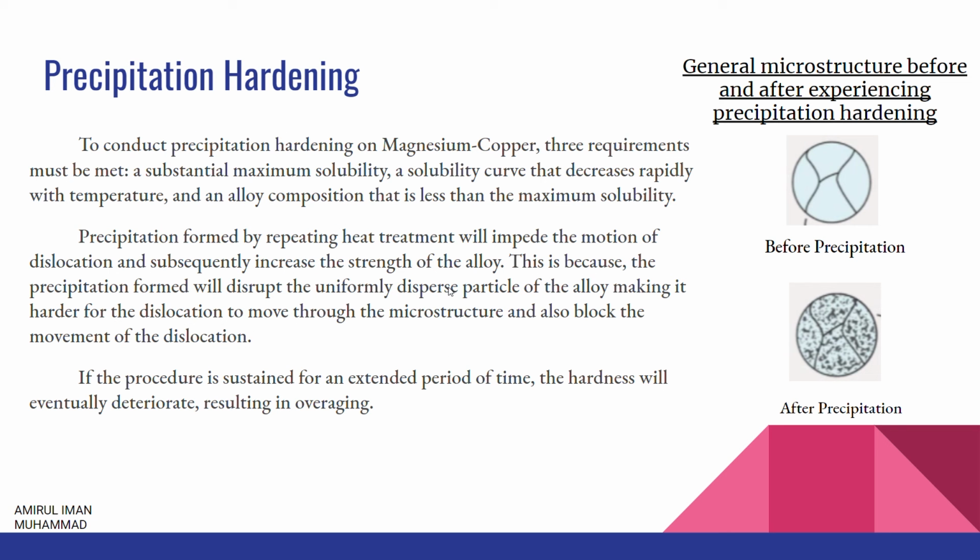The second method to improve our alloy is precipitation hardening. For us to improve our magnesium copper alloy with precipitation hardening, we need three requirements. The first one is a substantial maximum solubility, a solubility curve that decreases rapidly with temperature, and an alloy composition that is less than the maximum solubility. This can be seen from our phase diagram at around 2 to 10% copper composition.